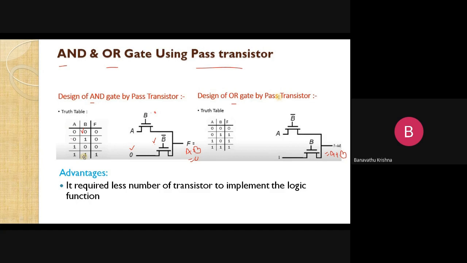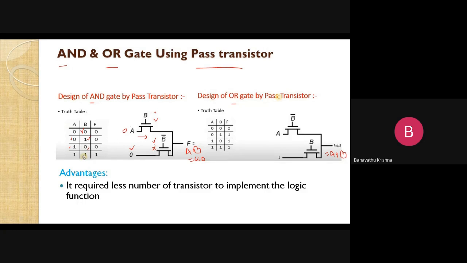Next case, if A is 0 and B is 1, then this one is going to be on and this one is going to be off. Here it is 0 and A is 0. The signal is simply passed from source to drain, and again we get the output response 0, right? And similarly the next case, if A is 1, B is 0.